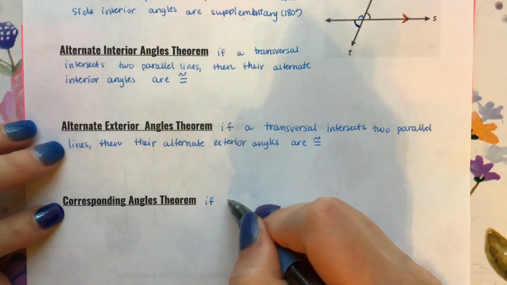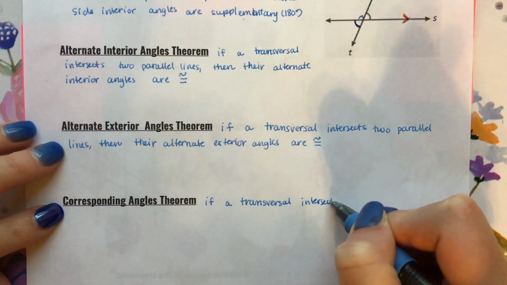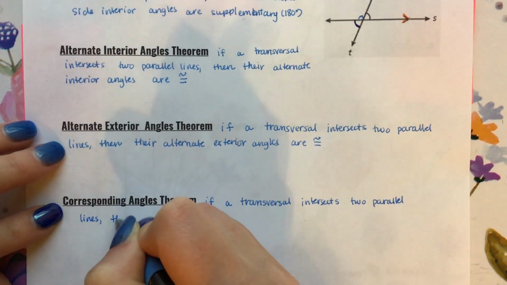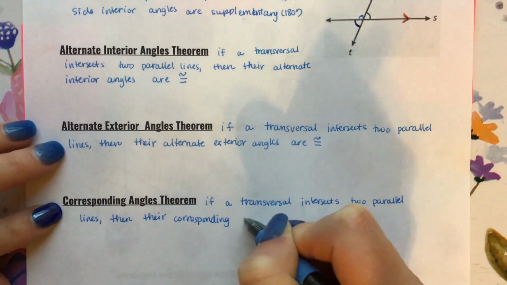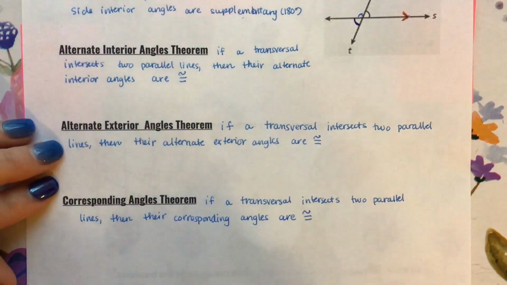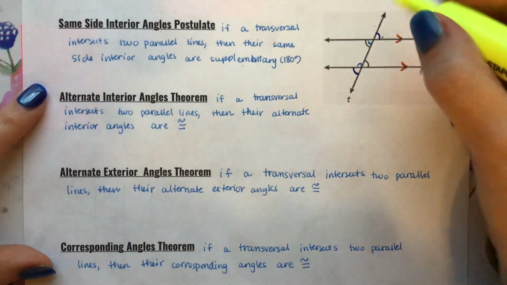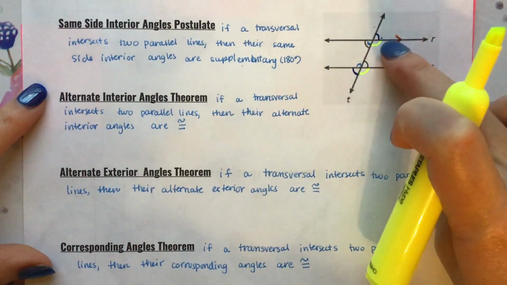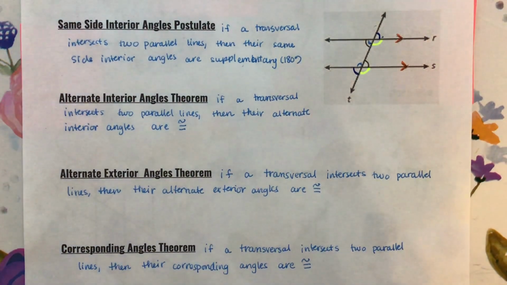Once again, we need a transversal. So if a transversal intersects, and we need two parallel lines, then their corresponding angles are congruent. So let me get one more color. I'll use the highlighter so you can see it. An example of corresponding angles in this image up here would be, just one example, this guy and this guy. So notice how they are both on the right side of the transversal and they are both below the other line that forms them.